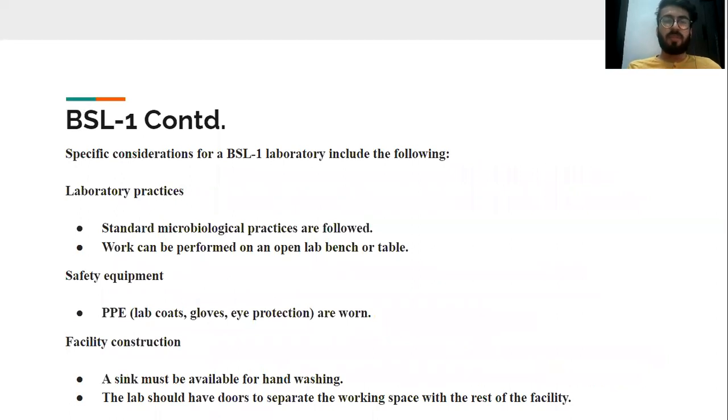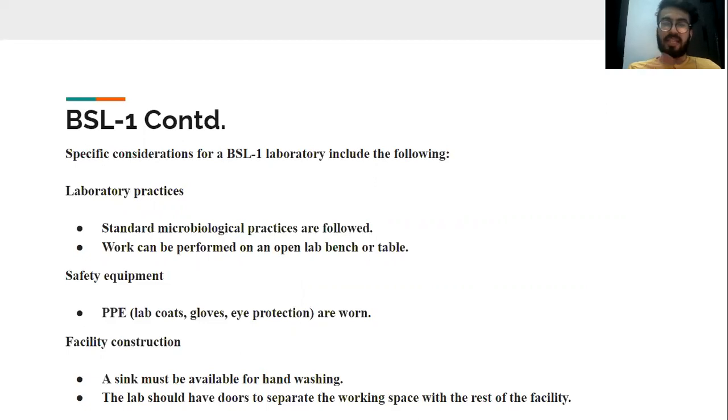So some of the specific considerations according to the BSL-1 laboratory include, first one, laboratory practices. Standard microbiological practices are followed, and work can be performed on an open lab bench, as the working microorganisms are not infectious. Safety equipment for the basic procedure: PPE, lab coats, gloves, and eye protection are worn.